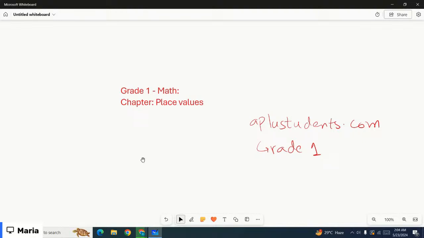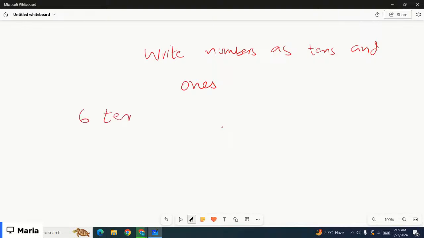Okay, so first we are going to start with the lesson: write numbers as tens and ones. We're going to learn how we write numbers as tens and ones, right? For example, you are given 6 tens plus 6 ones. You have to see what number they make together when you have 6 tens and 6 ones. So which is the correct option?